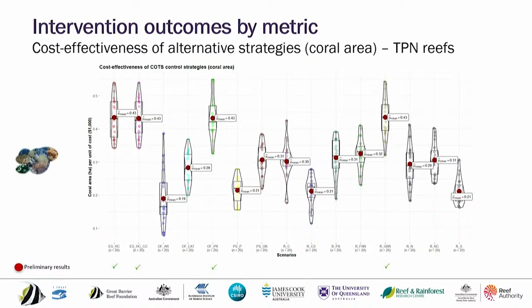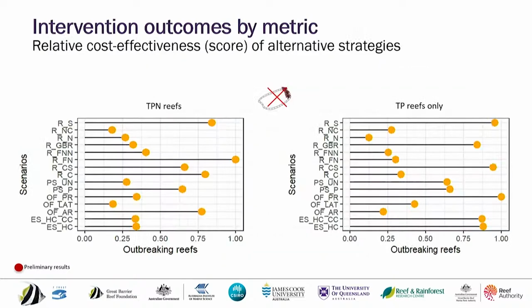And all the strategies that have a green tick basically indicate that they are the best strategies, and they are not different from each other, but different from all other strategies on that slide. Okay, so now back to outbreaking reefs avoided.